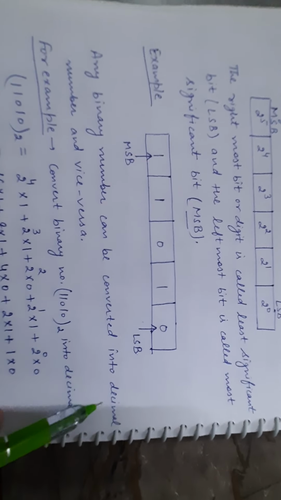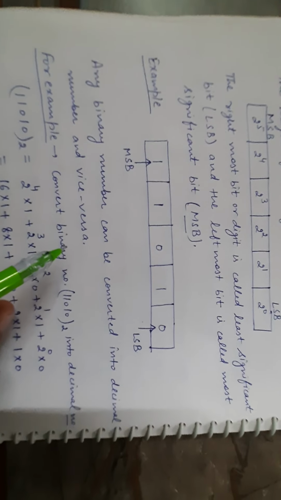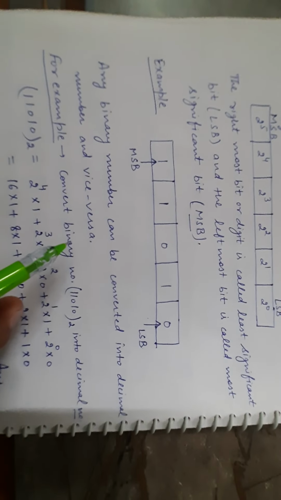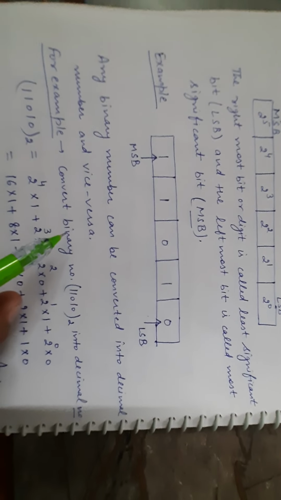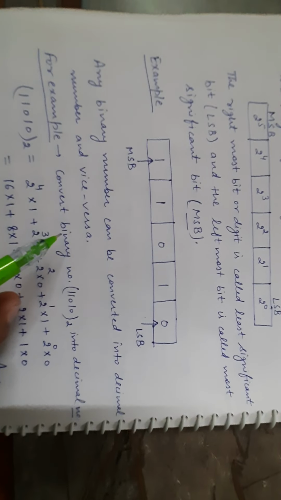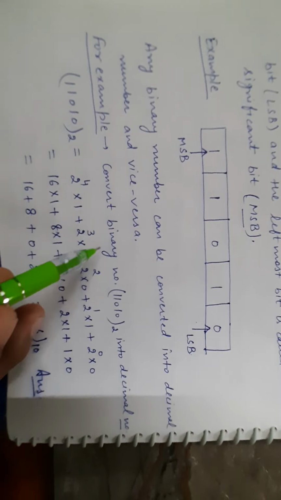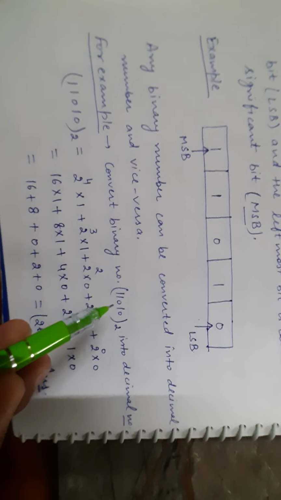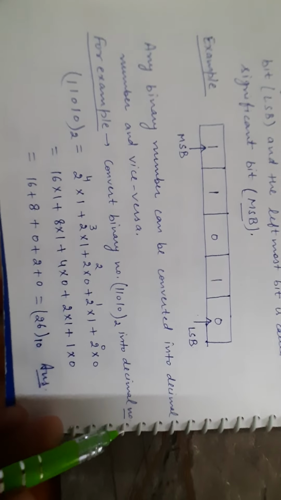So any binary number can be represented as a decimal number or vice versa. Means using number systems we can convert any number system into a different number system. So I am taking an example for this particular problem. In this example, I want to convert a binary number. Suppose I have taken the number 11010 into a decimal number.